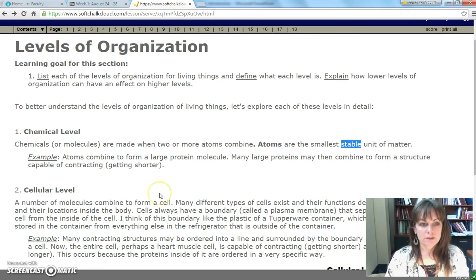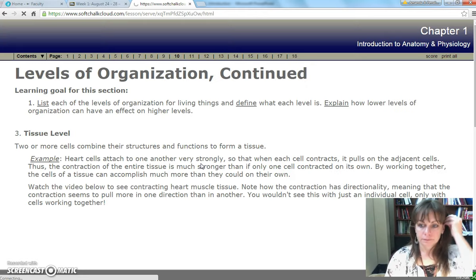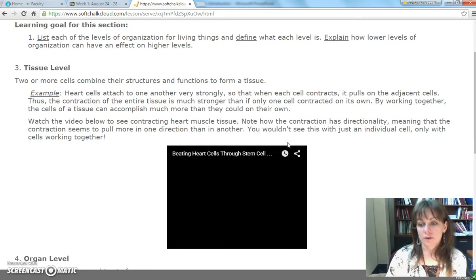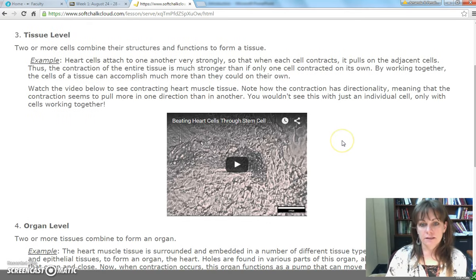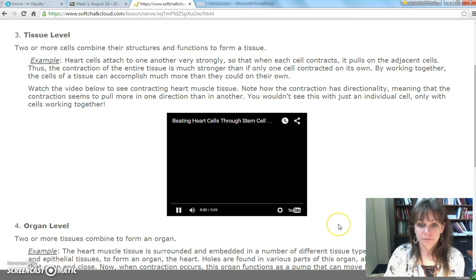And if we go back to our lesson here, and to page 10, now what we're going to be looking at in this video is a group of heart cells that have been plated out on a dish. So it's just heart cells on a dish. And we can see what's going to happen to them.